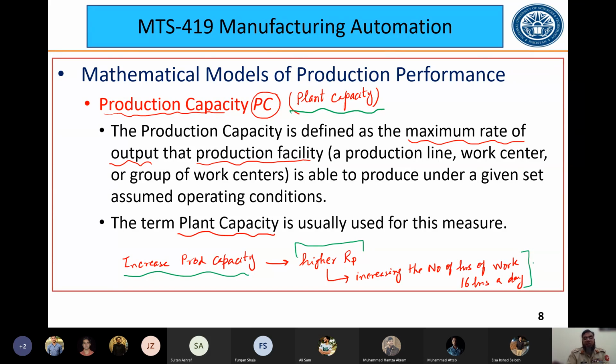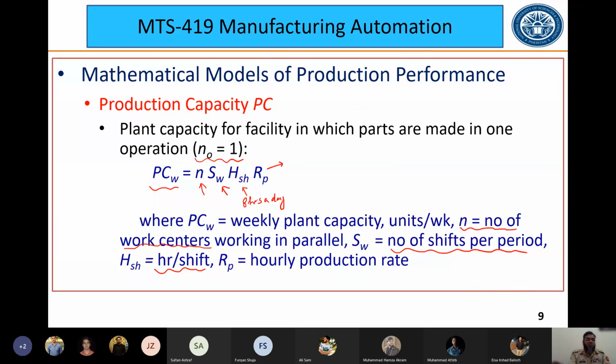Or what do you do, you improve your processes so that your production rate goes up, meaning your TC comes down. So one is you improve your process to reduce your TC, which will improve your RP, and that will increase your production capacity. If you are unable to improve the processes, then what you can do is have more number of hours of work. Okay? So this is called production capacity.